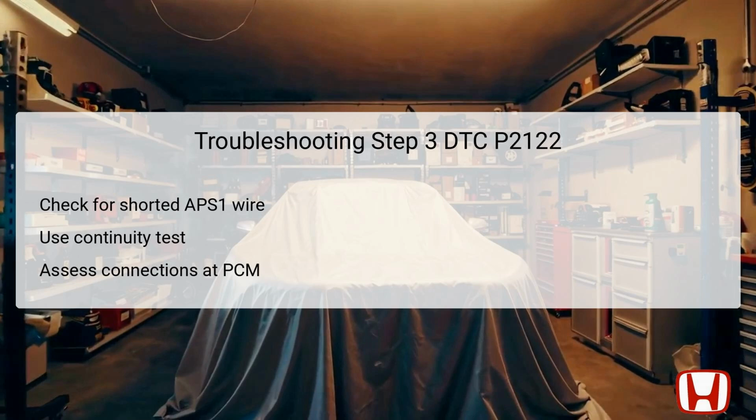This assessment involves comparing test point 6 on the APP sensor to body ground to identify any shorts. If continuity is confirmed, the APS1 wire is deemed shorted, necessitating repairs along this connection. If there's no continuity, there's no short, and further steps are required to isolate the problem.